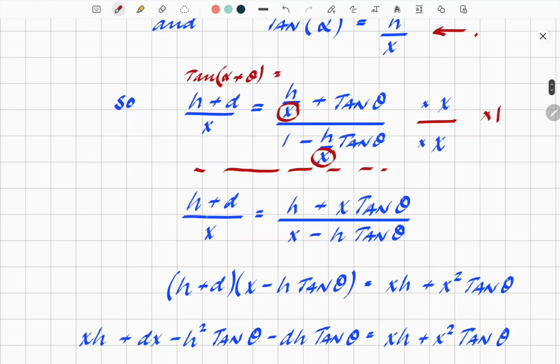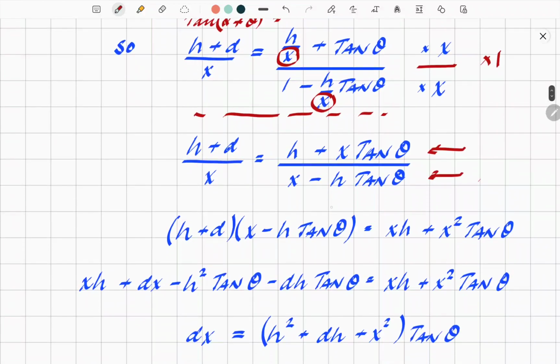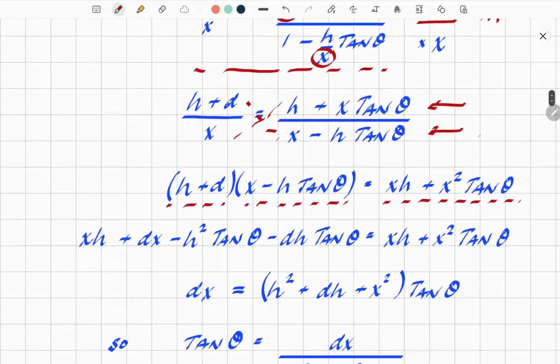Right, coming back to the formula, (h plus d)/x simplifies to (h plus x tan theta) over (x minus h tan theta), you can see. All right, so numerator and denominator. Cross multiply, and we end up with (h plus d) times (x minus h tan theta) equals (xh plus x squared tan theta). All right, so expand the whole thing out.